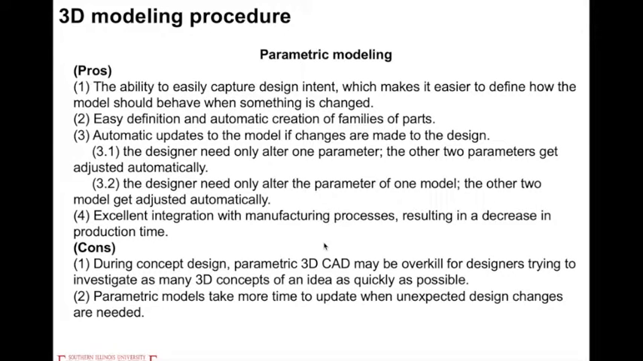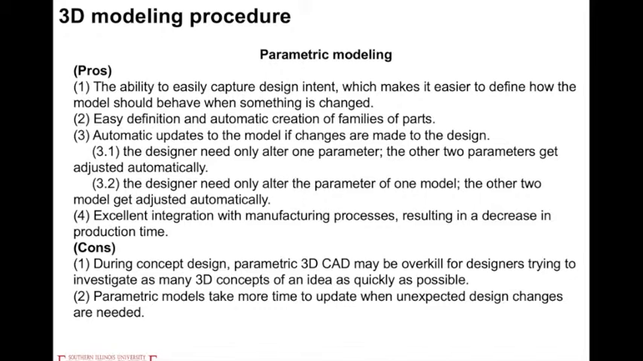Generally speaking, parametric modeling has some benefits, which is very good for the BIM software modeling approach. First is its ability to easily capture the design intent, which makes it easier to define how the model should behave when something is changed. Second, its easy definition and automated creation from the family or family types. It automatically updates the model if changes are made to the design. So the designers only need to alter one parameter, and the other parameters get adjusted automatically.